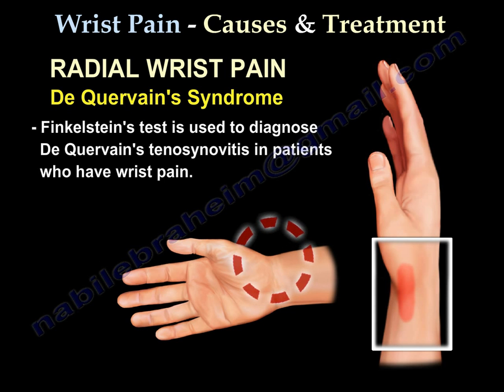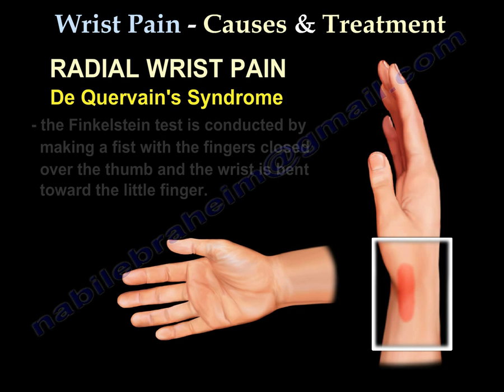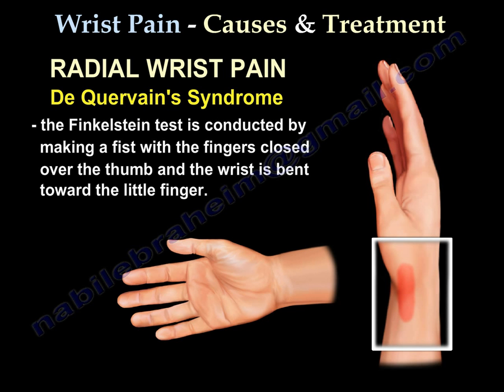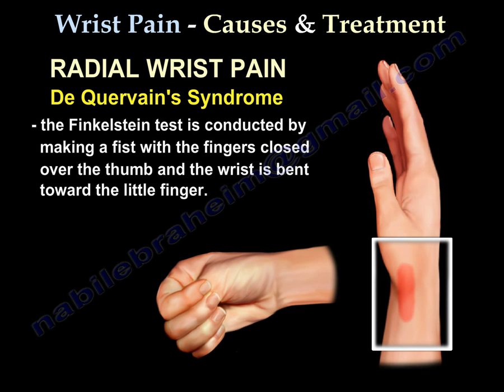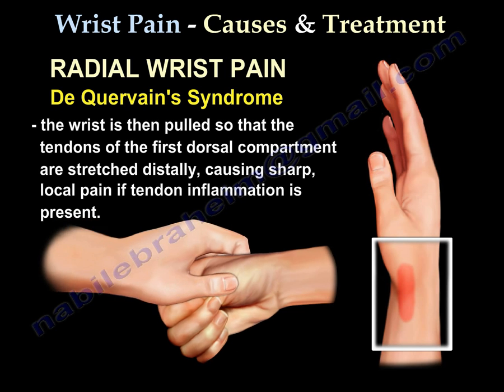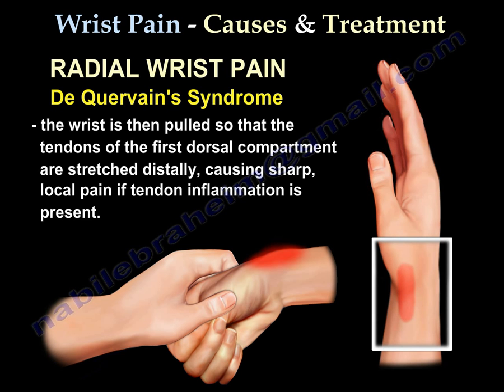Finkelstein's test is used to diagnose De Quervain syndrome in patients who have wrist pain at the radial side. The Finkelstein test is done different ways, but the best way is to ask the patient to make a fist with the fingers closed over the thumb and the wrist is bent towards the little finger. The wrist is then pulled so that the tendons of the first dorsal compartment are stretched distally. That will cause sharp, local pain if tendon inflammation is present.